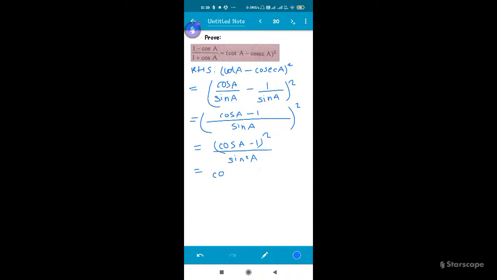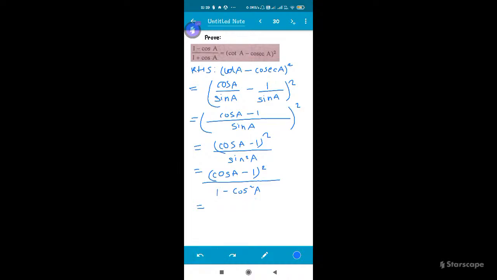So in the numerator we have cos A minus 1 whole square, divided by sine square A, which can be written as 1 minus cos square A, isn't it? Yes. Now we see that in the denominator we have 1 minus cos square A, that can be written as 1 plus cos A into 1 minus cos A, but in the numerator we have cos A minus 1. So how do we change this sign to make it similar?